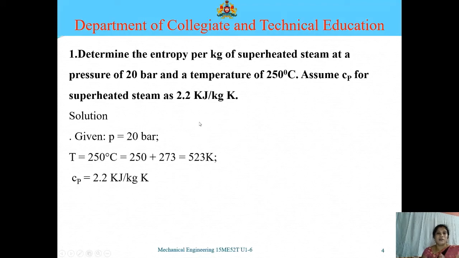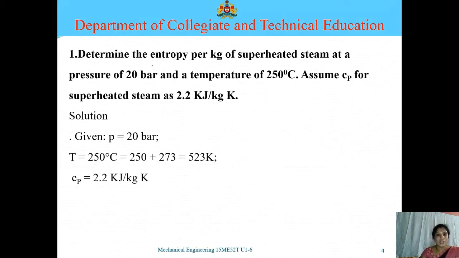So let us move on to the problem. I'll read the problem once so that we can understand it and try to solve it. What they've asked in the problem: determine the entropy per kg of superheated steam at a pressure of 20 bar and a temperature of 250 degrees Celsius. Assume Cp for superheated steam as 2.2 kilojoules per kg Kelvin. This is the problem they have given.